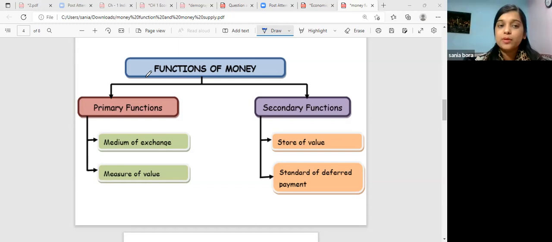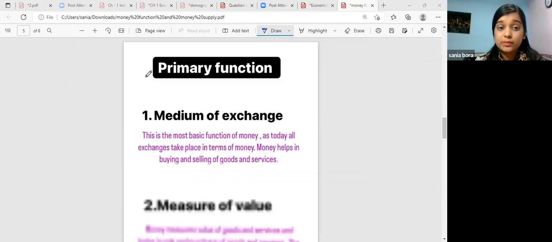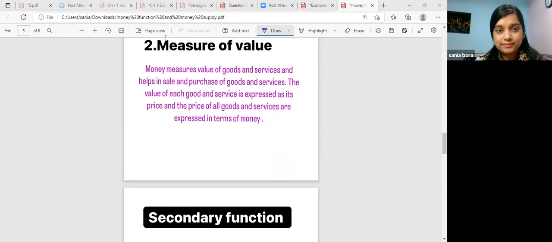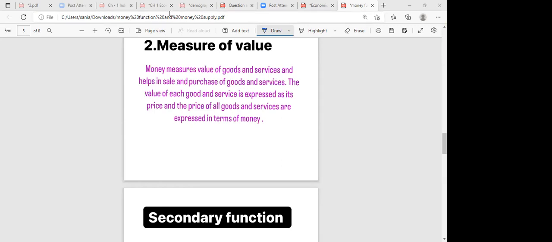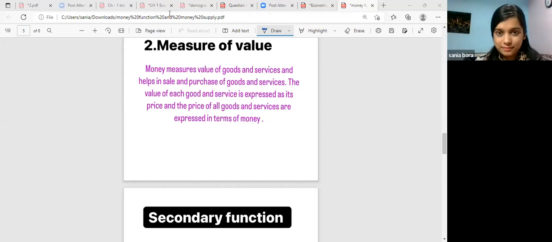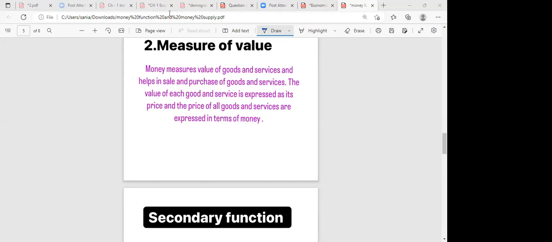Okay. So, tell me, what do you understand by money? Like, what is the meaning of money? Meaning of money is which is generally accepted as first, measure of value, second, medium of exchange, third, store of value, and fourth, standard of deferred payment.